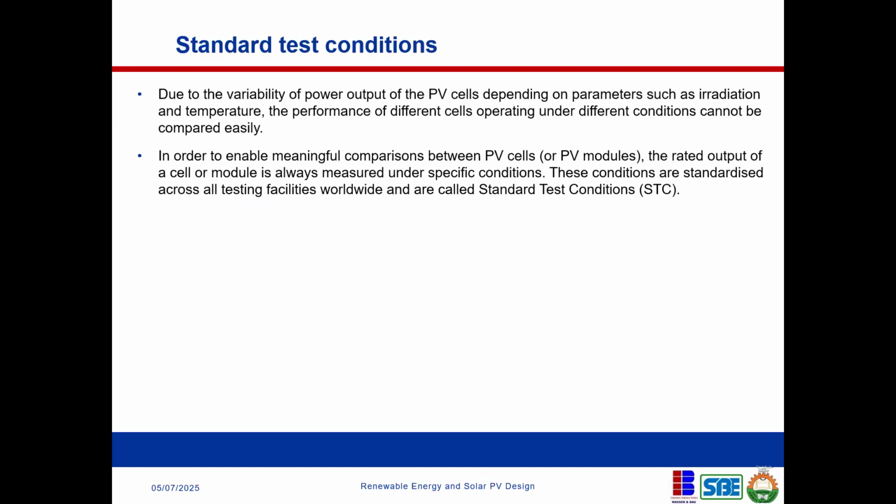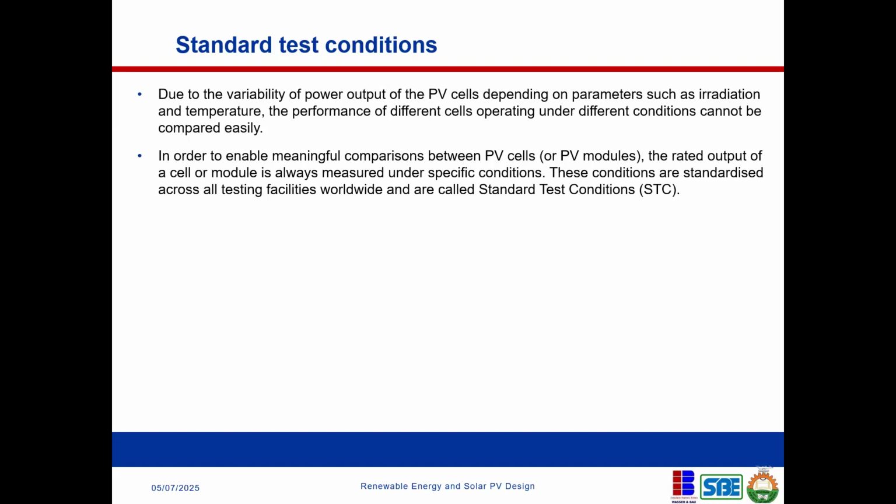Okay, now there are about 3 items that we're going to talk about. Due to the variability of power output of PV cells, depending on parameters such as irradiation and temperature, that we talked about already, and the performance of different cells operating under different conditions, they cannot be compared easily. If you have a certain solar panel installed in Germany and another panel installed in Nigeria, you might not be able to compare them because their operating conditions vary.